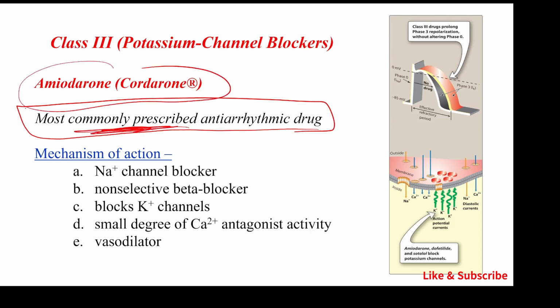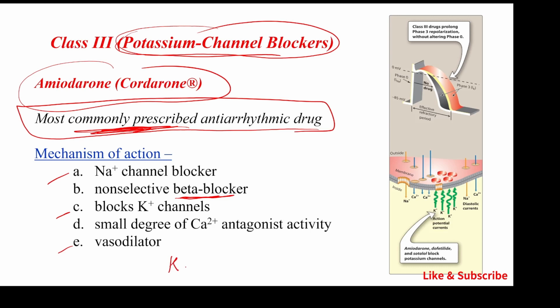Amiodarone, Cordarone. Amiodarone not only blocks potassium channels. They found amiodarone blocks sodium channels. Amiodarone has beta blocker activity. Amiodarone antagonizes calcium channels and causes vasodilation. So you can see here amiodarone affects potassium, sodium channels, calcium channels, and has beta blocker activity, in addition to the vasodilation.